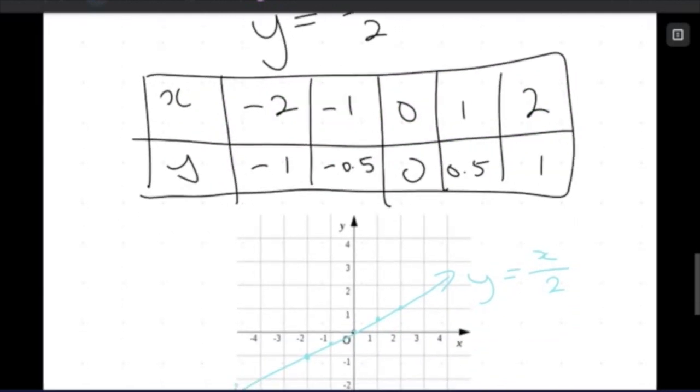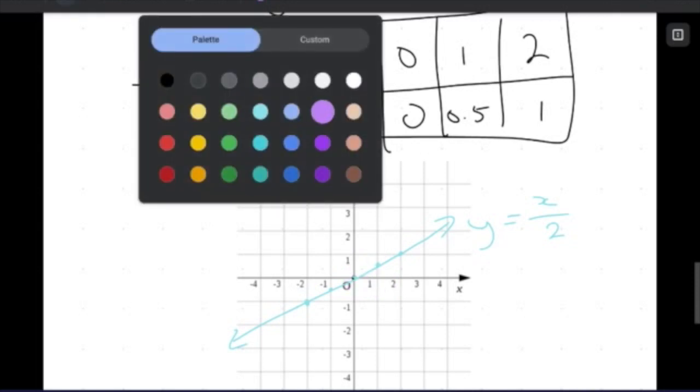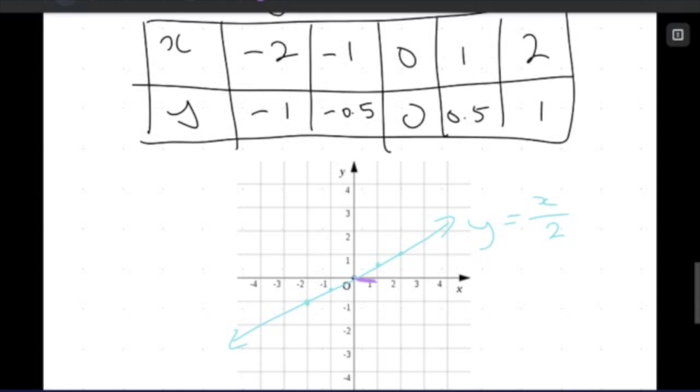So we would expect that when x goes up by 1, y should go up by half of that. Let me actually do that in a regular pencil so you can see that. As x goes up by 1, y goes up by half. As x goes up by another 1, my y is going to go up by half. So a fraction will result in a more gentle slope here.